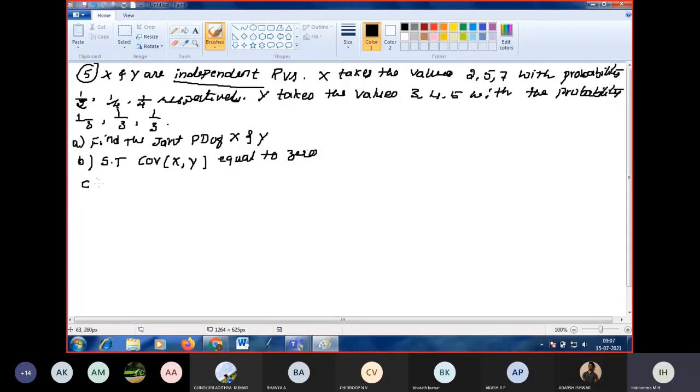Third question, find the probability distribution of Z is equal to X plus Y.